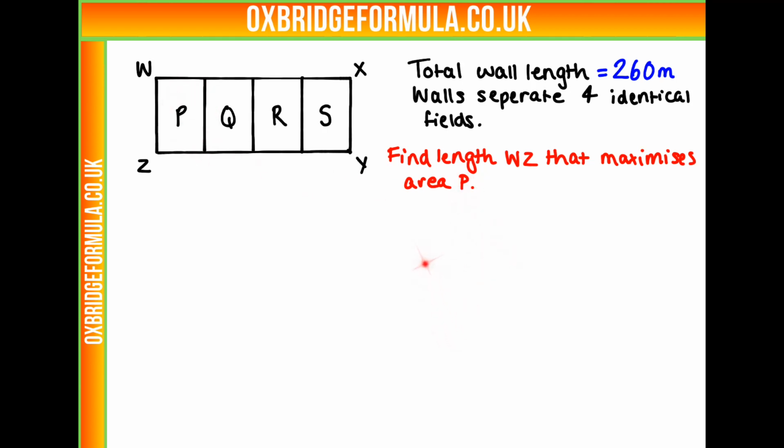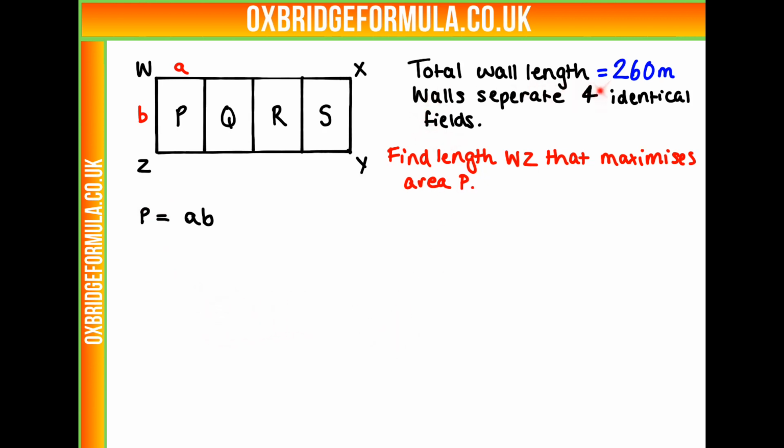Well, let's find the area P first, just in terms of some variables. I'm going to label these sides A and B, and that makes our area P as AB. But obviously we can't get much from that at the moment. We need something with a numerical value in to be able to solve for this. So what information do we have that will give us a number?